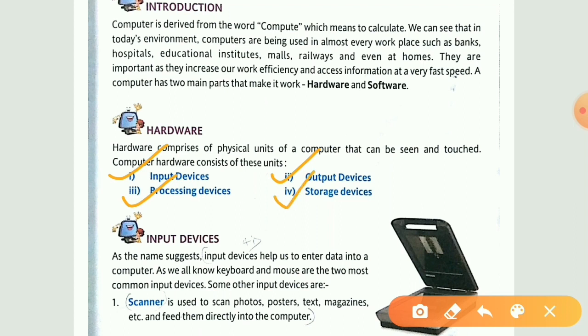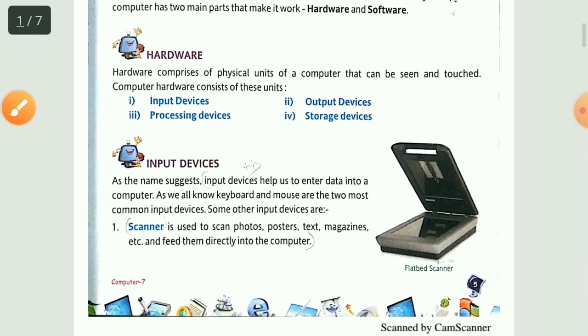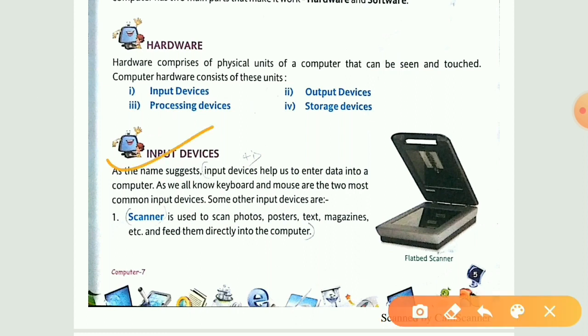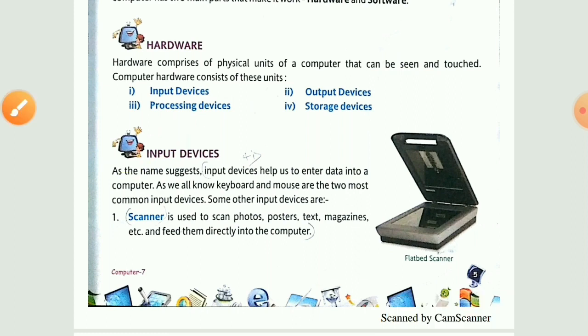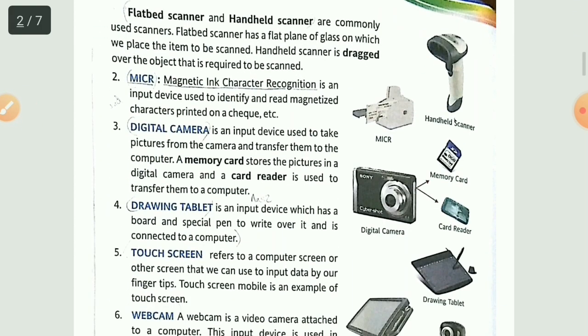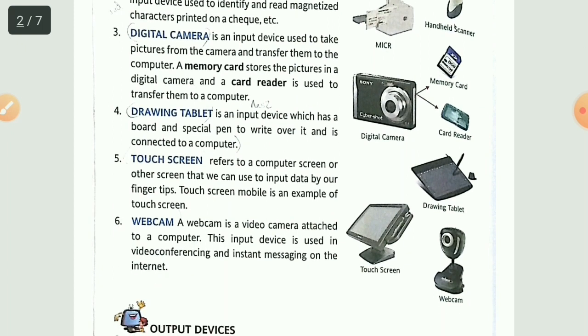As the name suggests, input devices are used to take input from your outside world. You are going to give some kind of input to the computer, and those hardware devices which take input come under this category, input devices. Again, we have learned some of our input devices, such as your scanner, MICR, digital camera, drawing tablet, touch screen, webcam.